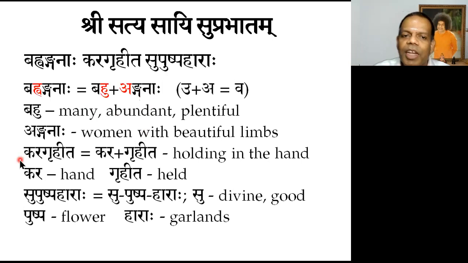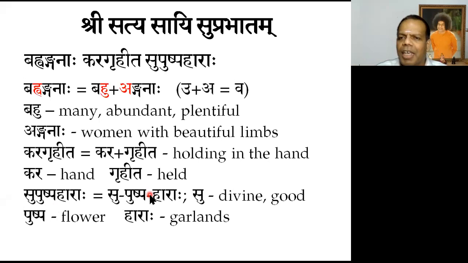Then what happens? Kara Grihita, in their hands, they're holding Supushpahara. That means they're holding beautiful flowers. Both of these, Sita and Sati, were ready to wed the Lord, to marry the Lord, to become part of the Lord. So Supushpahara means those who are ready to garland the Lord. They're holding it in their hands. So that means they're ready to become one with the Lord, half of the Lord. So that state of being we should be in is also mentioned.